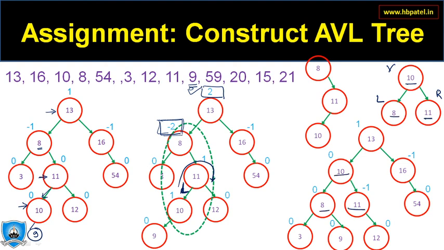Now what are the other numbers? 3. 3 goes on the left hand side of 8. The other number is 9. 9 goes on the right side of 8, and 12. 12 goes on the right side of 11. And now you can see all the balance factors have been sorted out.